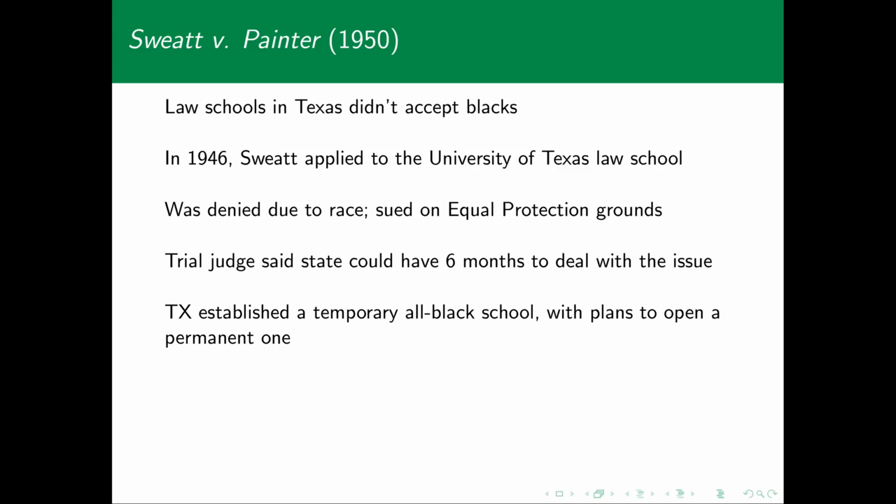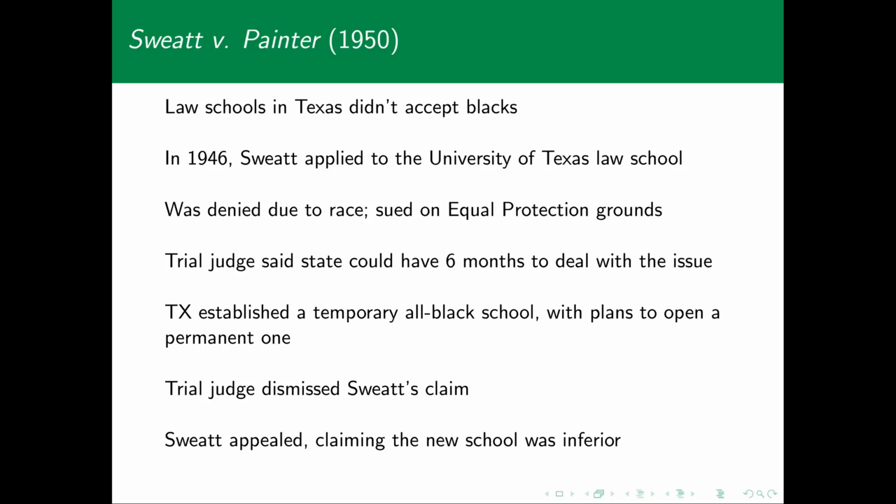So the trial judge dismissed Sweat's claims because he said, hey, this is moot now. There are separate but now equal law schools in Texas. Sweat appealed that dismissal because he claimed the new temporary all-black school was inferior to the all-white schools. So they're separate, but they're not equal. The Texas Supreme Court claimed the schools were substantially equivalent. So basically, they're pretty much the same, so separate and equal.